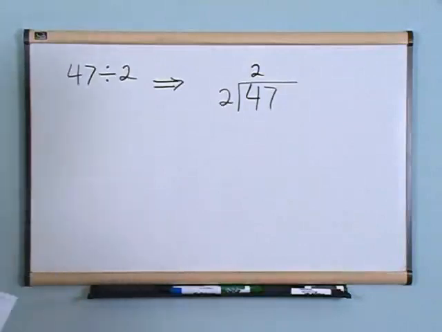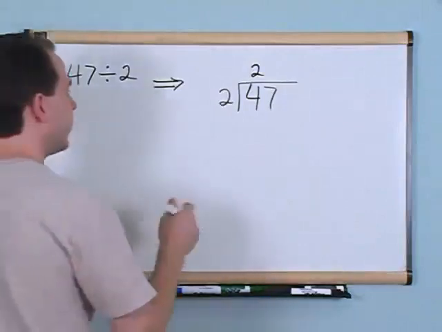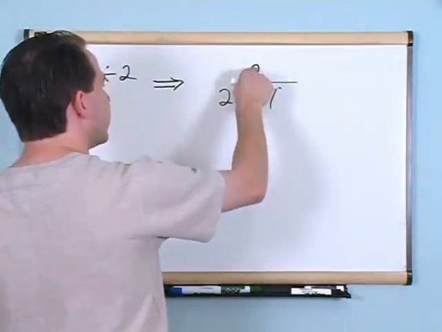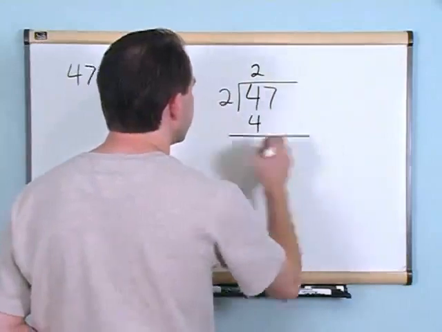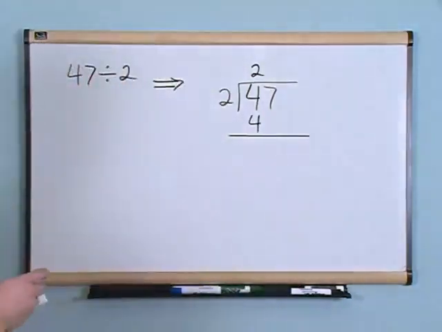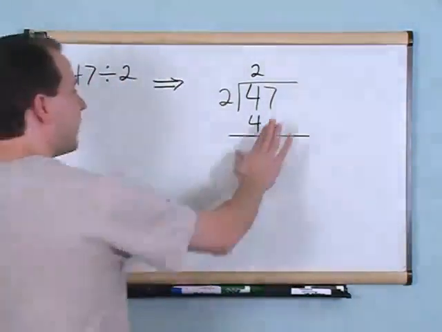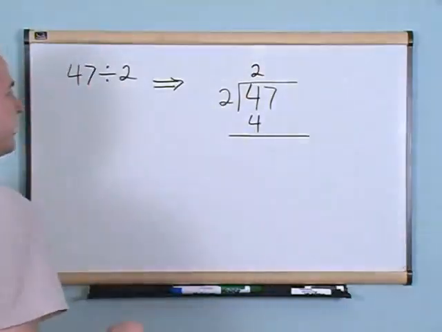So let's go ahead and see where that takes us. What we're going to do next is we're going to say 2 times 2, and we're going to multiply that, and we're going to get a 4 back. Okay? And notice we haven't done anything with the 7 yet, so I'm just showing you the method here.